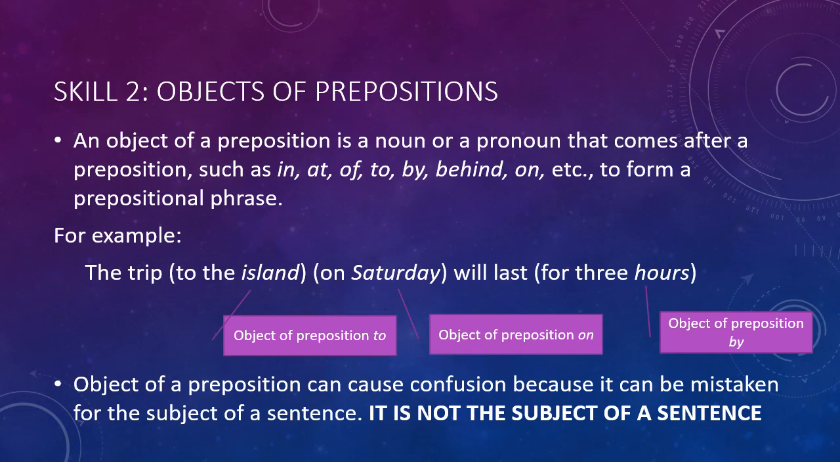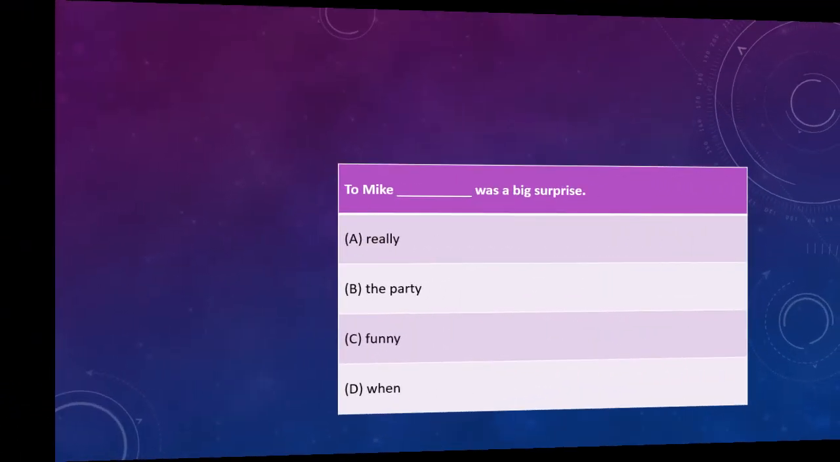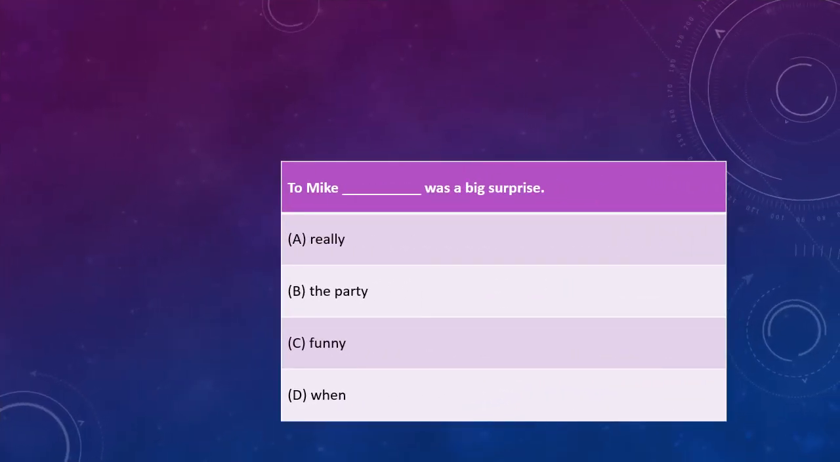An object of a preposition can cause confusion because it can be mistaken for the subject of a sentence, especially, as I told you before, if the prepositional phrase is placed at the beginning of a sentence. Okay, and you have to remember always that it is not the subject of a sentence. Let's take a look at the example.